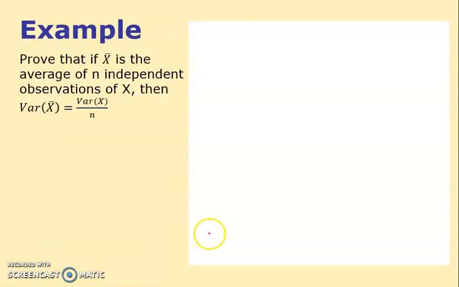Now this is a proof, first of all. It's quite a complicated proof. You could be asked this proof in the exam. I don't know if you will be, but you could be. So it says prove that x bar is the average of n independent observations of x. If that is true, then prove that the variance of x bar is the variance of x divided by n. So let's go through this line by line. I'd suggest you make notes on this.